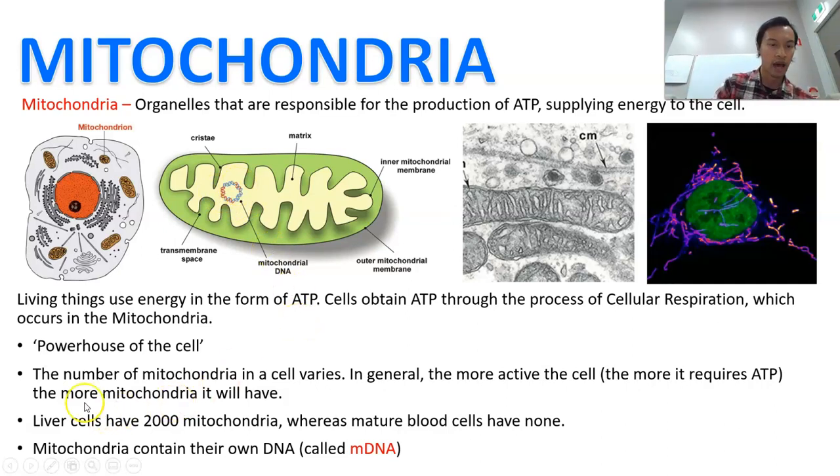Okay, now the number of mitochondria in a cell is going to vary. In general, the more active the cell is, like for example a muscle cell or a brain cell, it's going to require more energy in the form of more ATP, and therefore that particular type of cell will require more mitochondria. Liver cells have about 2,000, right? Whereas things like mature blood cells have none because they don't need it. They're just a transport material.